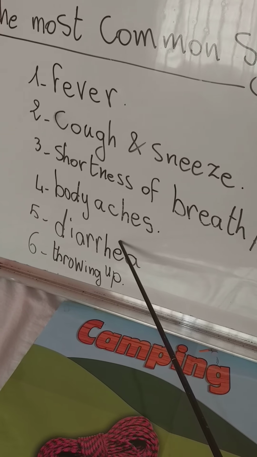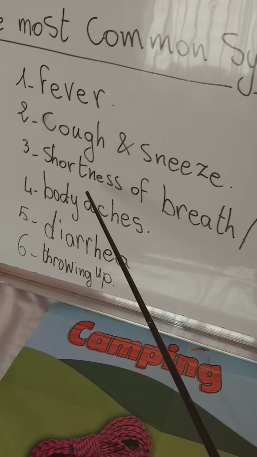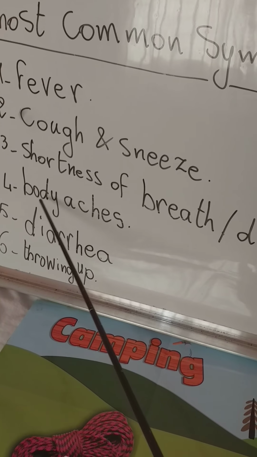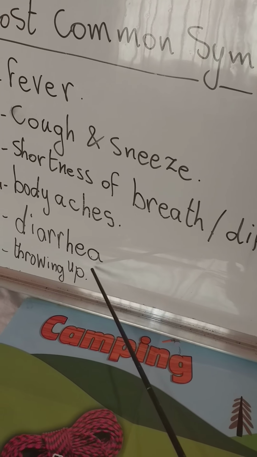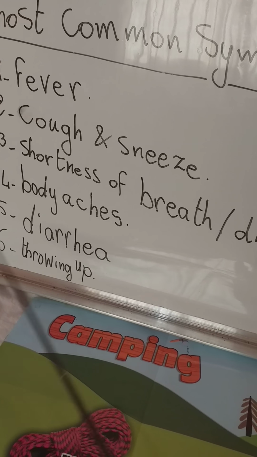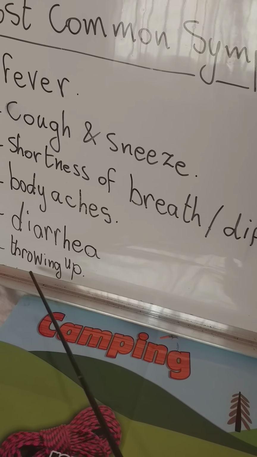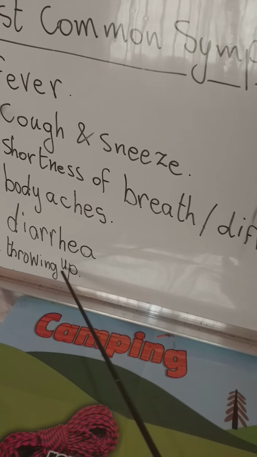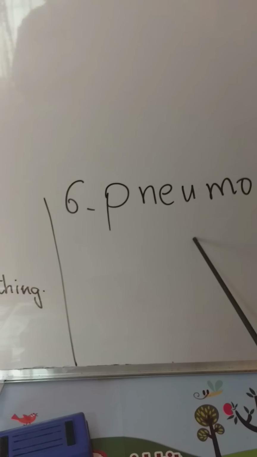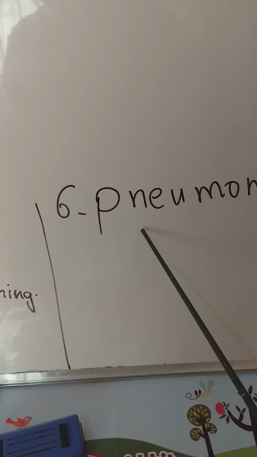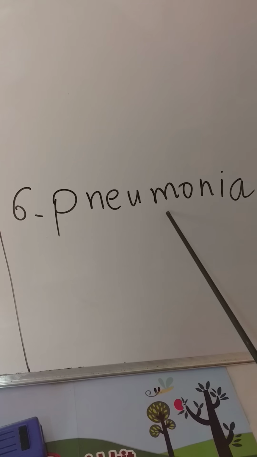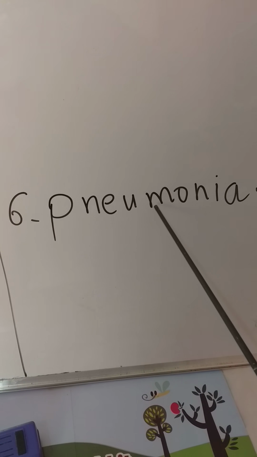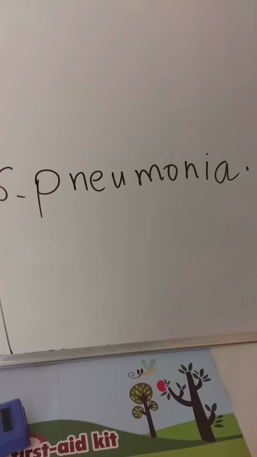Body aches means pains in the whole body. All the parts of the body hurt. Diarrhea is when one goes to the bathroom every minute. Throwing up, vomit. And the worst thing is pneumonia. Pneumonia is lung inflammation, and it is the leading cause of death. Okay?